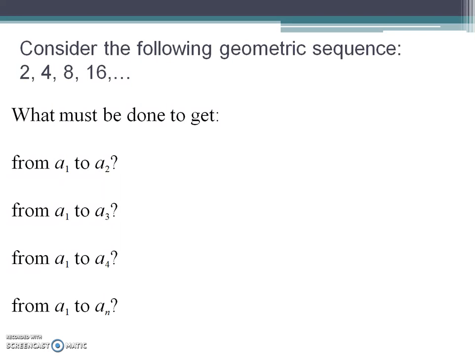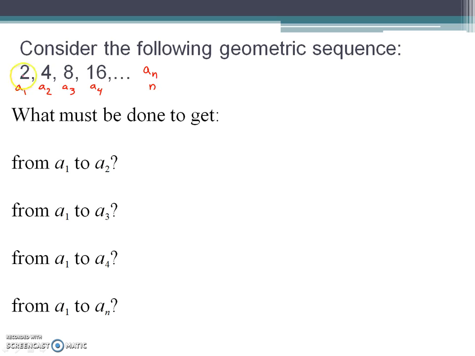In this video we'll examine the technique needed to write the nth term of a geometric sequence. But before we just jump right into the formula, let's consider a geometric sequence real quick. So, of course, we have our first term, our second term, our third term, our fourth term, etc. And this would be n, and this would be a sub n, of course.